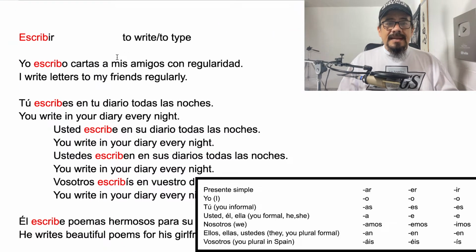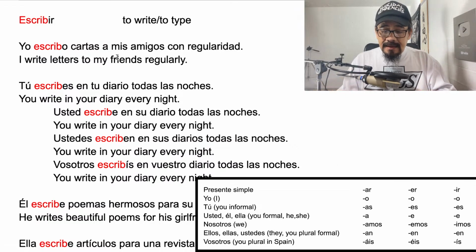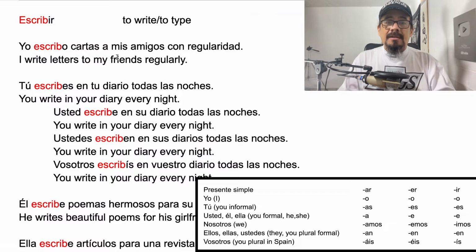Let's move to the next verb, escribir, to write or to type. We also say escribir when I'm typing. Let's say I'm typing on the keyboard. We also say escribir, right?